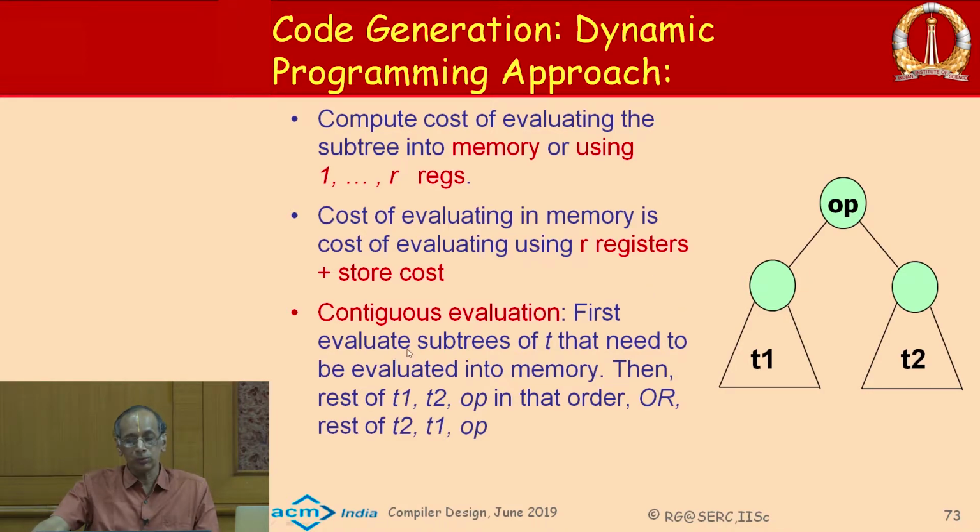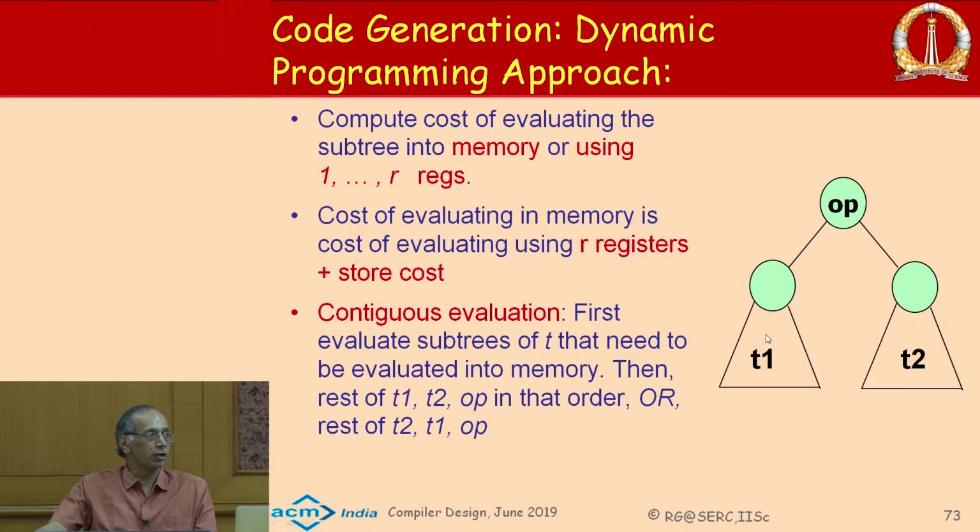So, you first evaluate the subtrees of T that need to be evaluated into memory, right, using all the R registers, and then after the computation you put the value into a temporary location or into memory. Okay. Then you can do the rest of the computation for T1. Similarly, after you have finished this, you can now go to T2. And again within T2, whichever computation requires to be done within the memory, you finish that, then do the rest of T2, then you go to the operation, right.